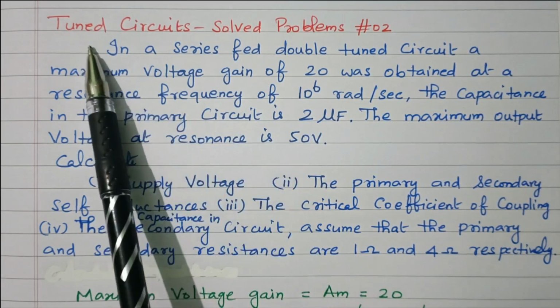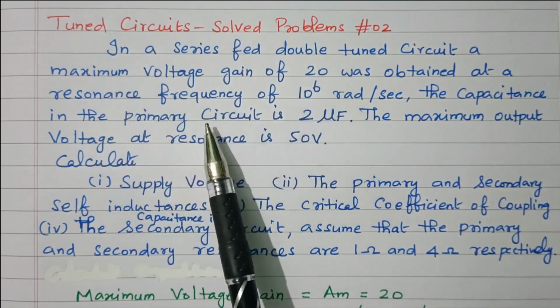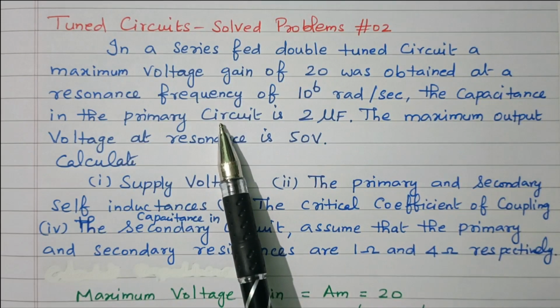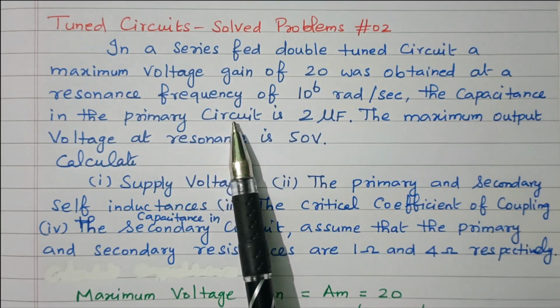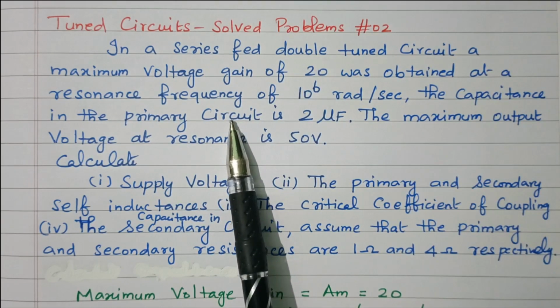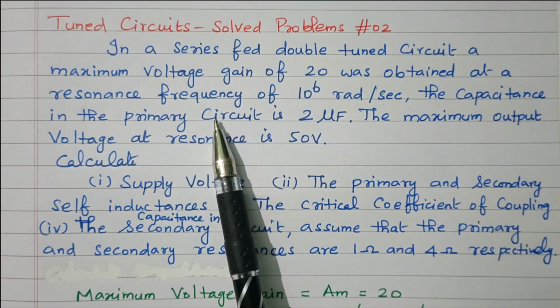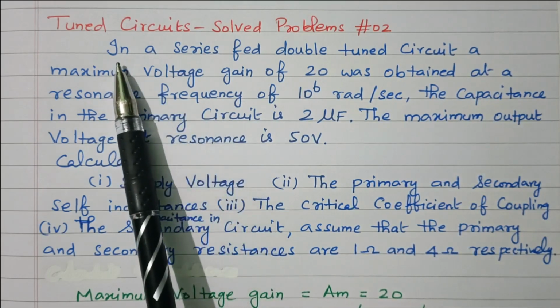Now we'll go to the topic tuned circuit, problem number 2. We know that a tuned circuit is nothing but connecting the capacitor in the primary and secondary side, so that we have to bring the capacitive reactance equal to the inductive reactance. Both get cancelled, so the circuit behaves like a resistance. That is called a tuned circuit. If a capacitor is connected in the secondary circuit, it is called a single tuned circuit; connected in both primary and secondary, it is a double tuned circuit. Now we'll see the statement of the problem.